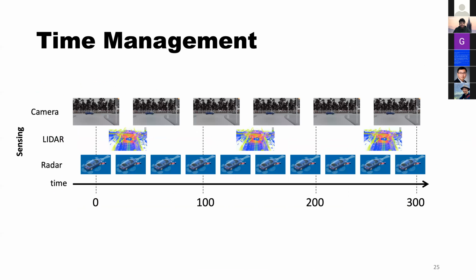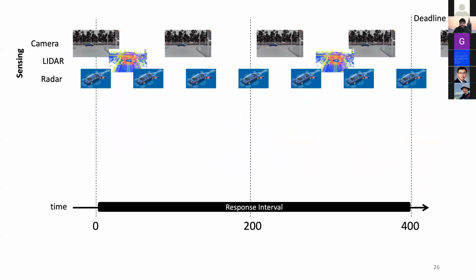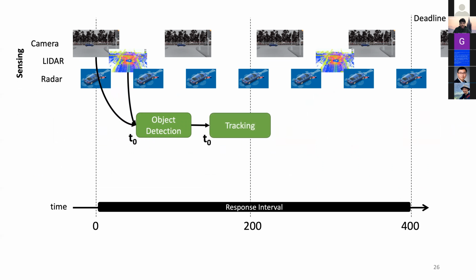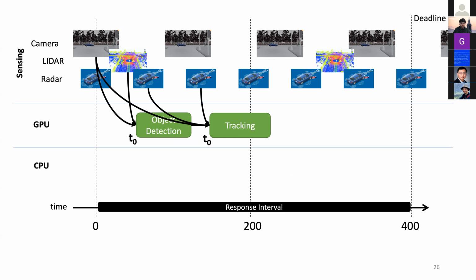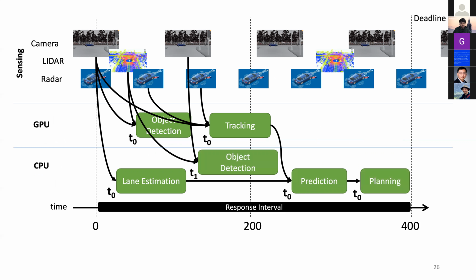To go into some more detail on how ERDOS allows developers to manage time, let's look at an execution timeline of the pipeline. The data from the camera is fed to the object detection module, and the detected objects get passed to the tracking module along with data from the LiDAR and the radar module. All of this data is timestamped to ensure that each operator works on synchronized data. Timestamps also allow ERDOS to discretize time so that developers can define deadlines at the granularity of each timestamp.